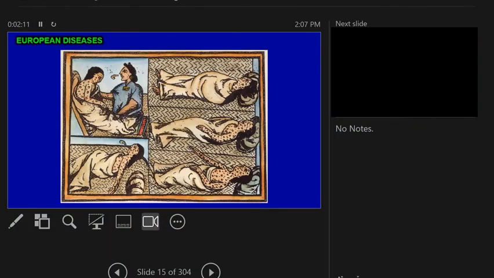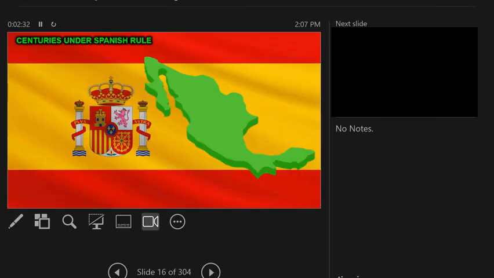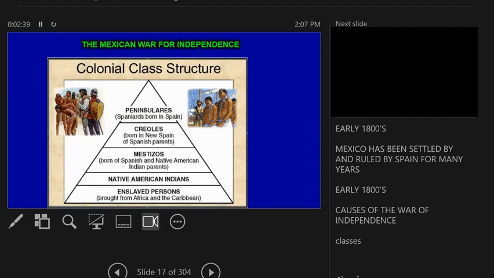There was also a lot of death due to illness and diseases that the Europeans brought over. In fact, I think about 90% of the people that died from disease never saw a European. Right? That's how quickly it spread. So we have centuries of Spanish rule. And then we begin to get the Mexican War for Independence.